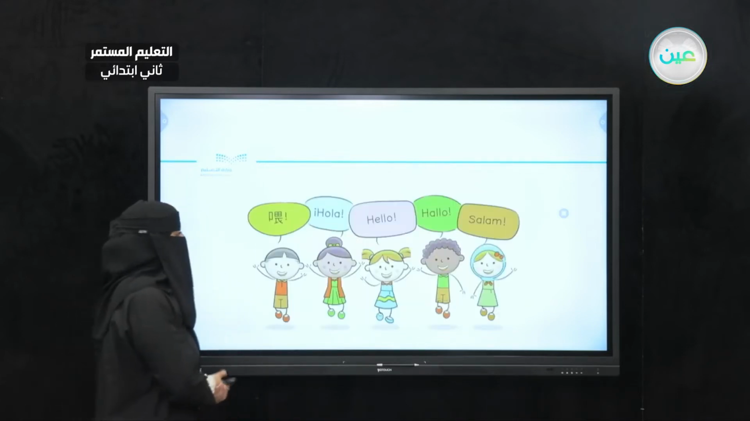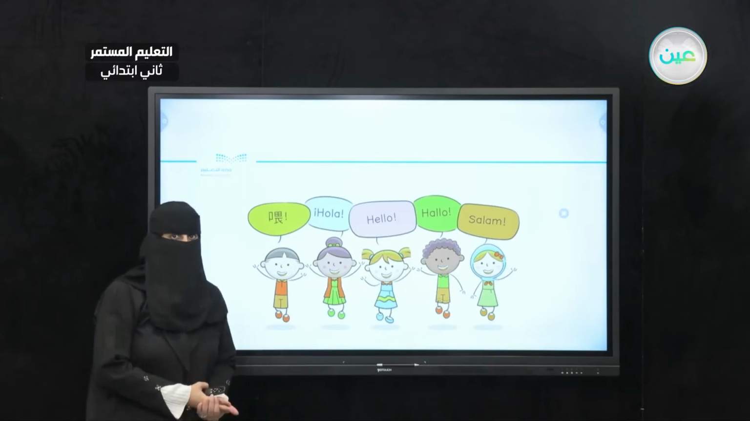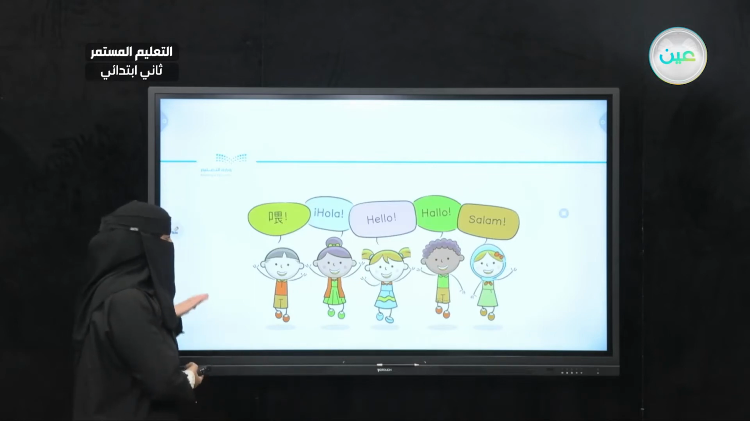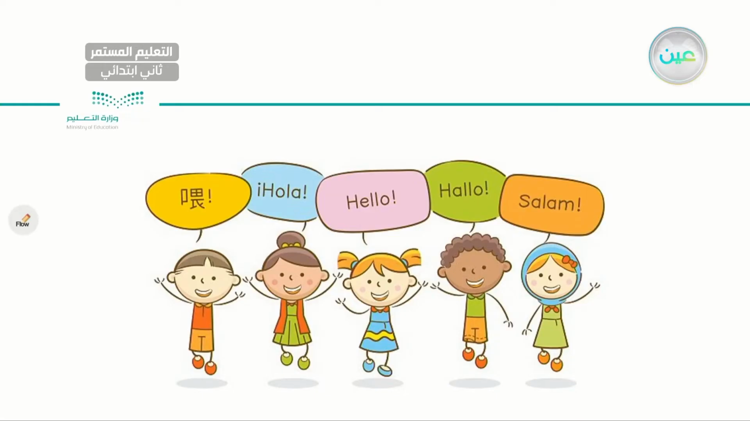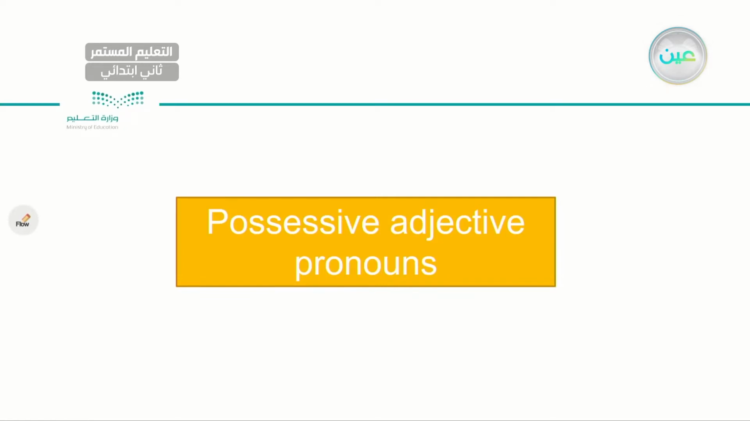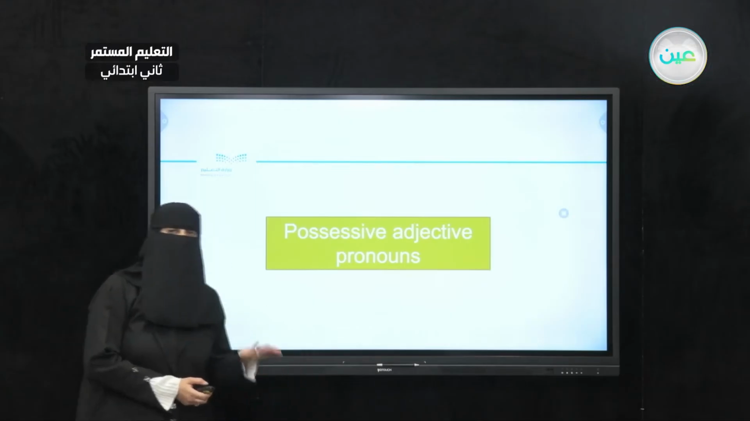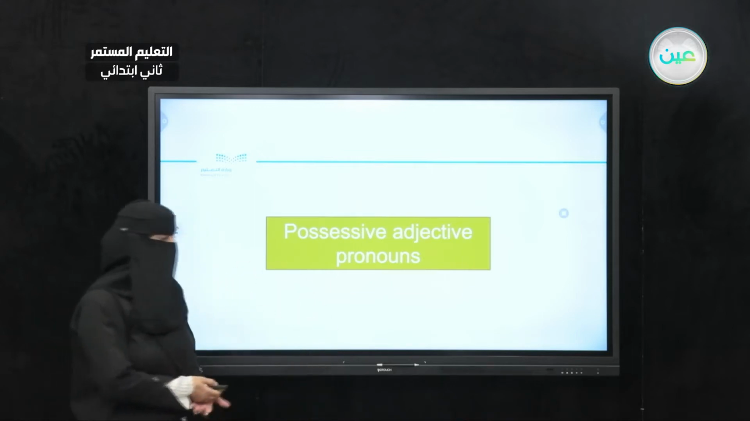These are different pictures of different kids greeting you, my dear student, in their own languages. As you can see, I can see a boy from China, another one from Mexico, and another girl, an Arabic girl greeting you with the word salam, and so on. So these are different kinds of greetings. Let's start, my dear student, with the possessive adjectives pronoun. We talked about it in the previous lesson, lesson number 3. So it will be a very good idea to browse between lesson number 3 and lesson number 4.